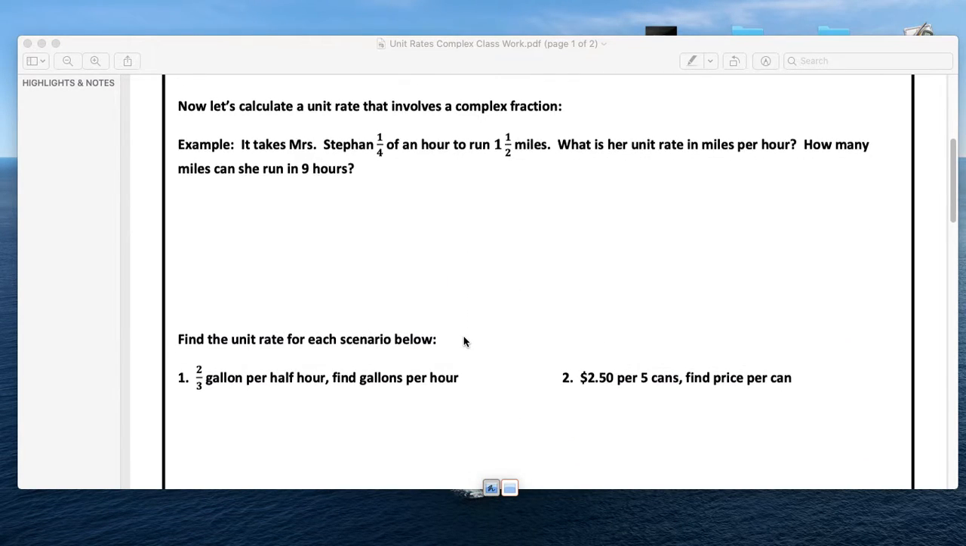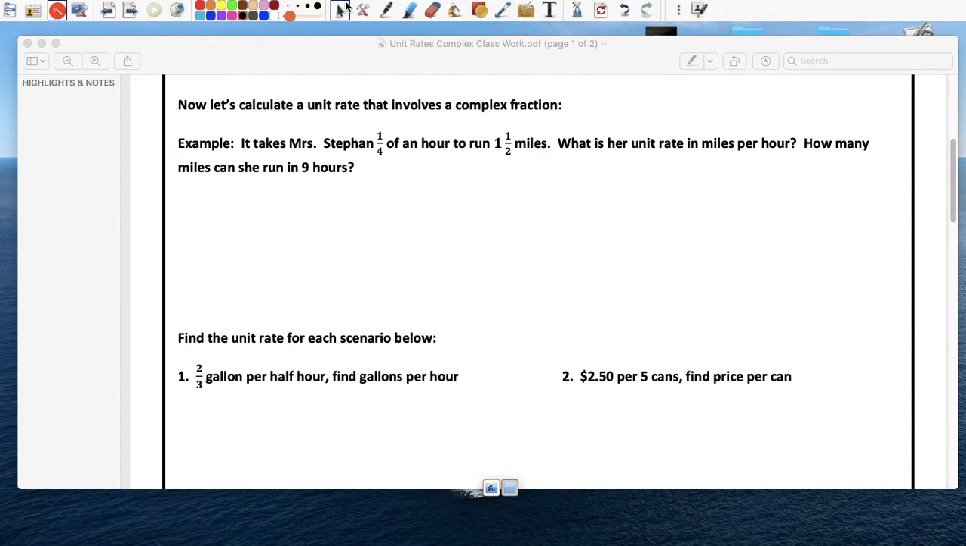Now, let's find the unit rate. Okay, vamos a encontrar la unit rate. Stephen le dura un cuarto de una hora para correr 1.5 millas. What's her unit rate? What's her unit rate in miles per hour? Okay, so queremos por hora cuánto puede correr ella y después cuánto puede correr ella en 9 horas, or 9 hours. So hours is going to go at the bottom.